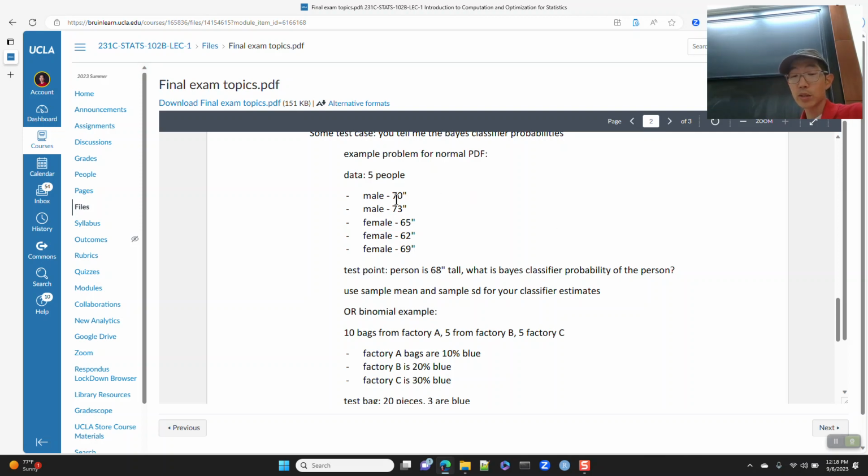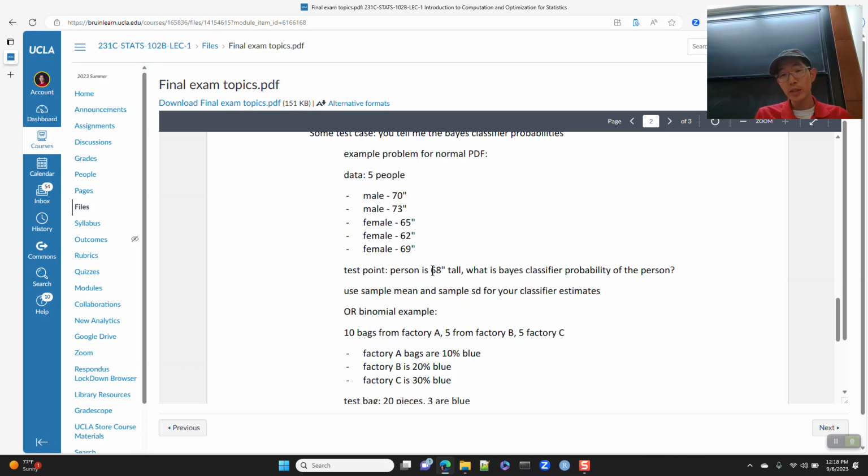So based on our data, the mean height for males would be 71 and a half, and the mean height for females would be 65 plus 62 plus 69... 7 plus 9 is 16, 16 divided by 3, so 65.7 inches, something like that. So that would be the mean for female, and then you calculate your standard deviation using your calculator or whatever.